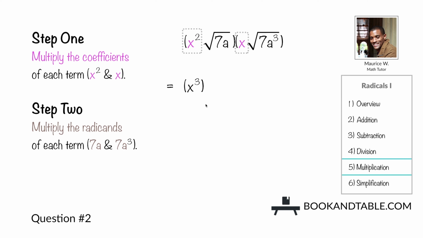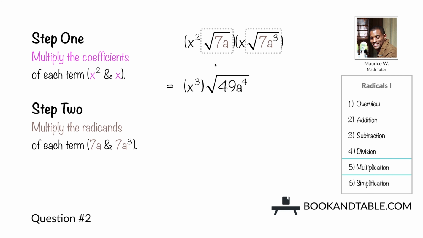Question number 2, step 1, multiply the coefficients of each term. The first coefficient is x squared, the second coefficient is x. When you're multiplying variables with exponents, you add the exponents. 2 plus an exponent of 1, when it's not shown, it's 1. 2 plus 1 gives us 3, so we get x cubed.